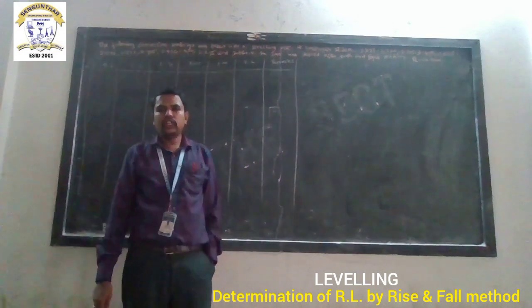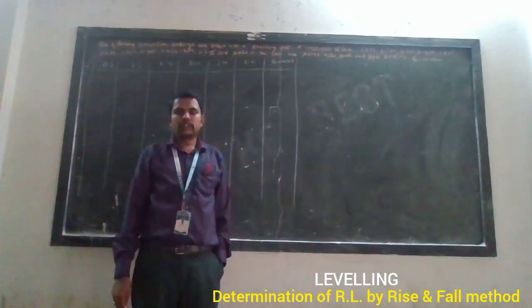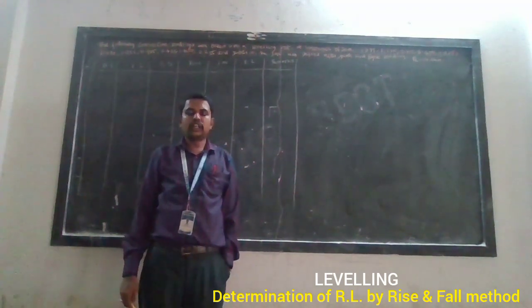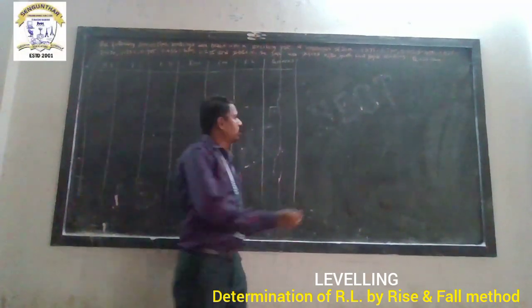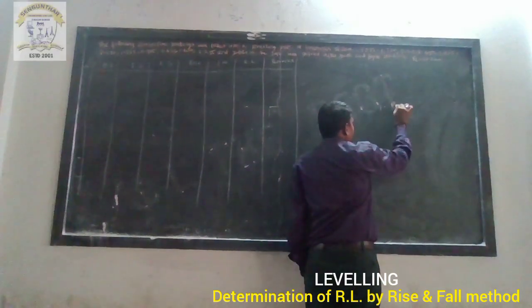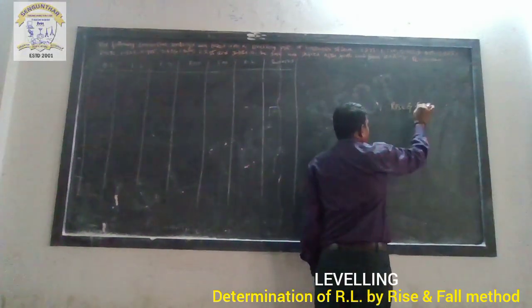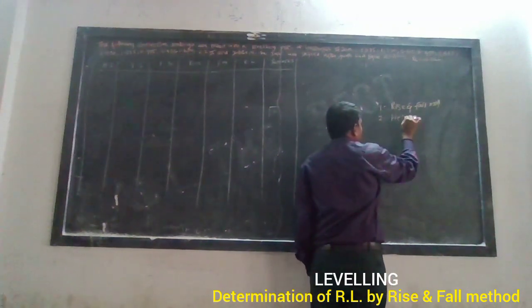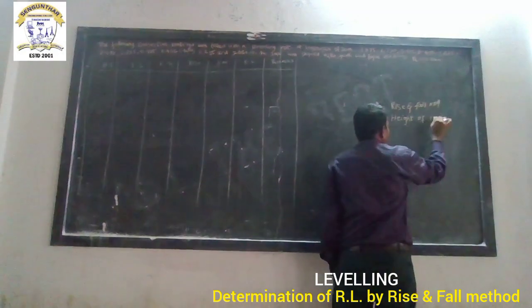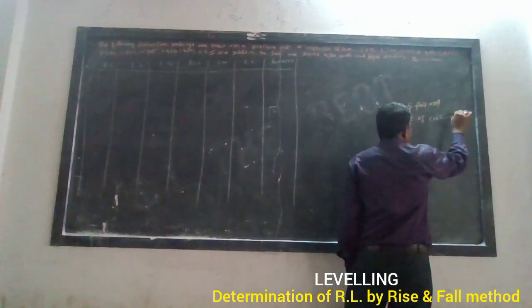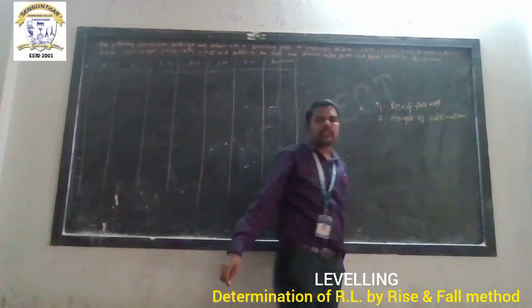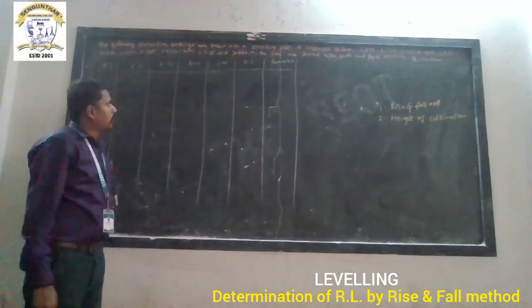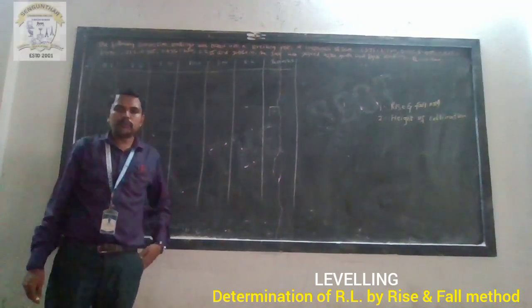Today we discuss leveling. In that leveling we are going to find out the different points of reduced level. There are two methods. The first method is the rise and fall method, and the second method is the height of collimation method. From these two methods only we are going to find out the reduced level or elevation for the particular points. So from that topic we are going to discuss one problem.